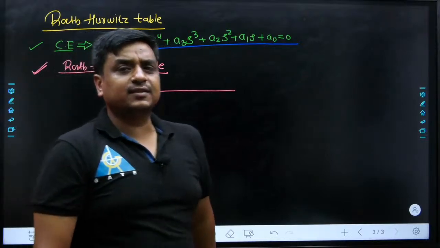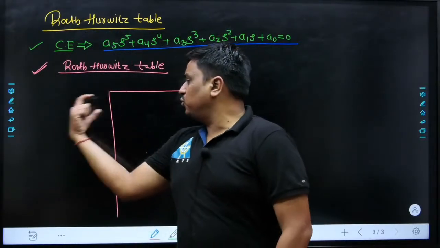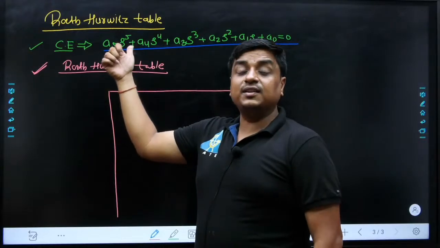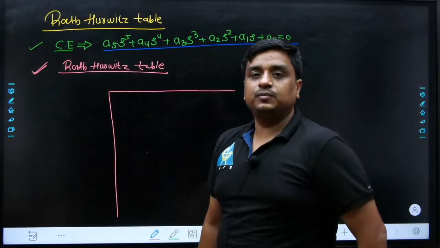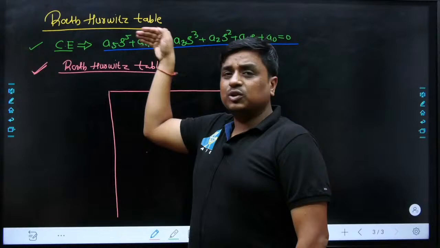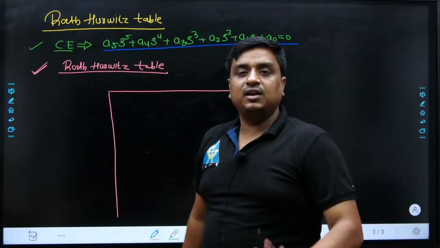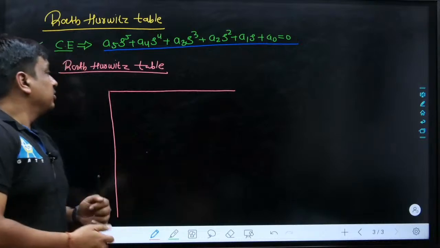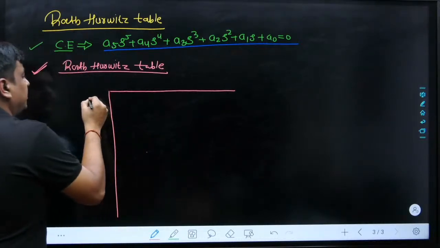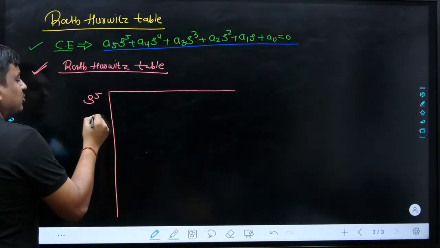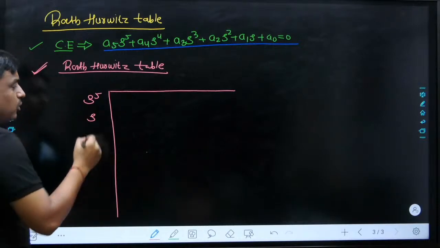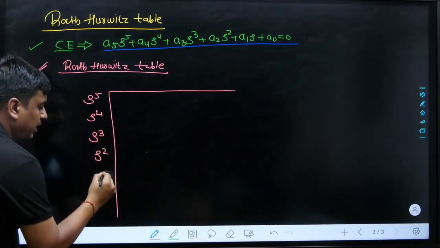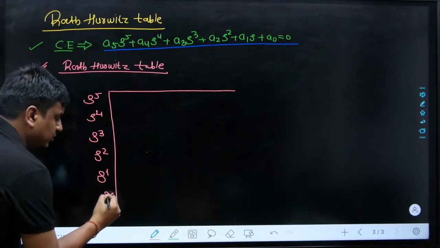In totality, I can say the number of rows which you would have, here the highest degree is 5, so the number of rows would be 6. If the degree of the characteristic equation is n, the number of rows would be n plus 1. Agreed what I am saying? So let me start with at least this problem. It starts from s to the power of 5, goes to s to the power of 4, s to the power of 3, s to the power of 2, s to the power of 1, s to the power of 0.